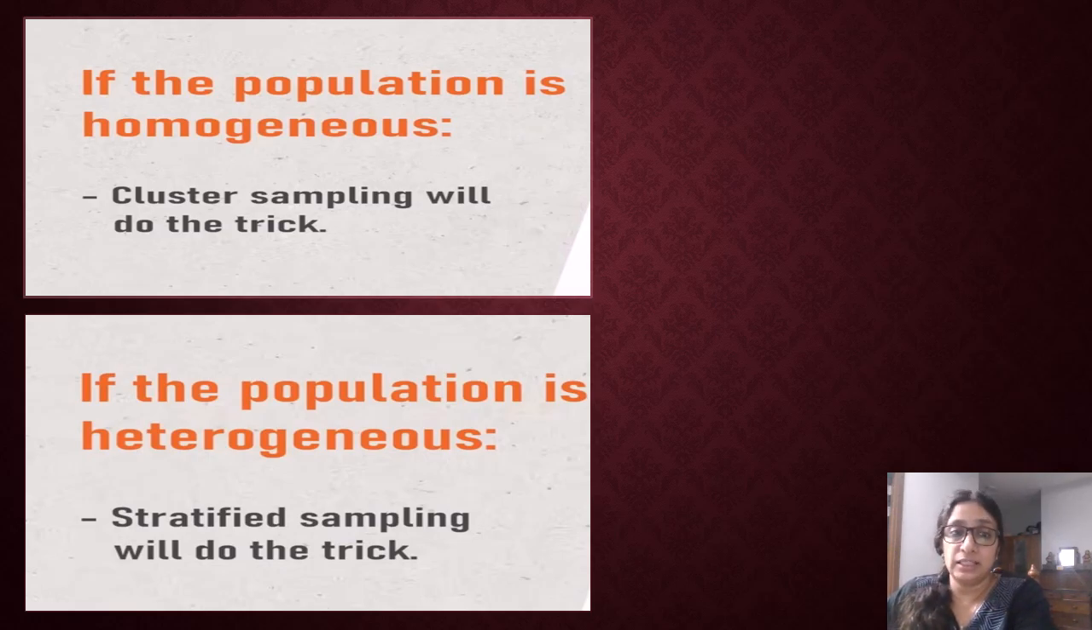We can't collect data from a heterogeneous group in cluster sampling, because the group will include different types of people, whether they know Mohanlal, whether they don't know Mohanlal, or whether they are not at all interested in film, we can't get the correct data. So if the population is homogeneous, cluster sampling will do the trick. But if the population is heterogeneous, we should collect the data by stratified sampling.